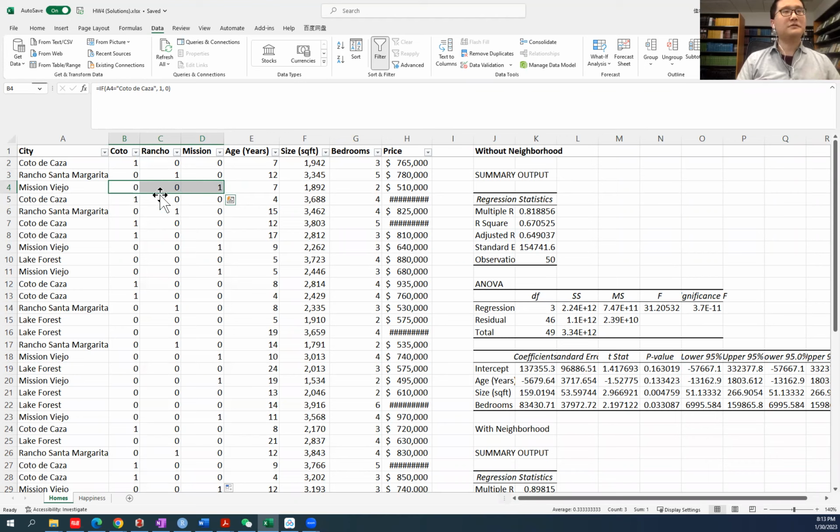Now, what happens to houses in Lake Forest when I use Lake Forest as the reference group? Notice that all of these 3 indicators equal 0 for a house in the reference group. So that's why the information that a house is located in Lake Forest is not missing. It's particularly distinguished by all the indicator variables equaling 0. So this is how we build indicators for categorical variables that may potentially include more than 2 levels.